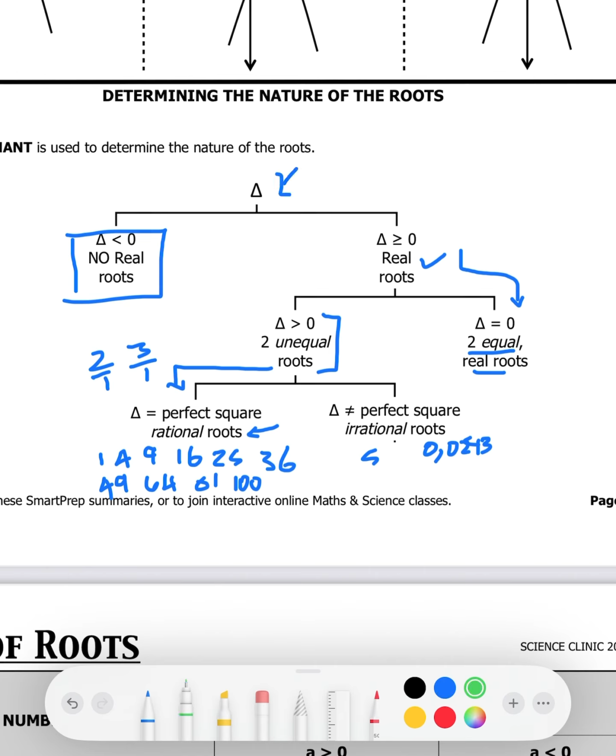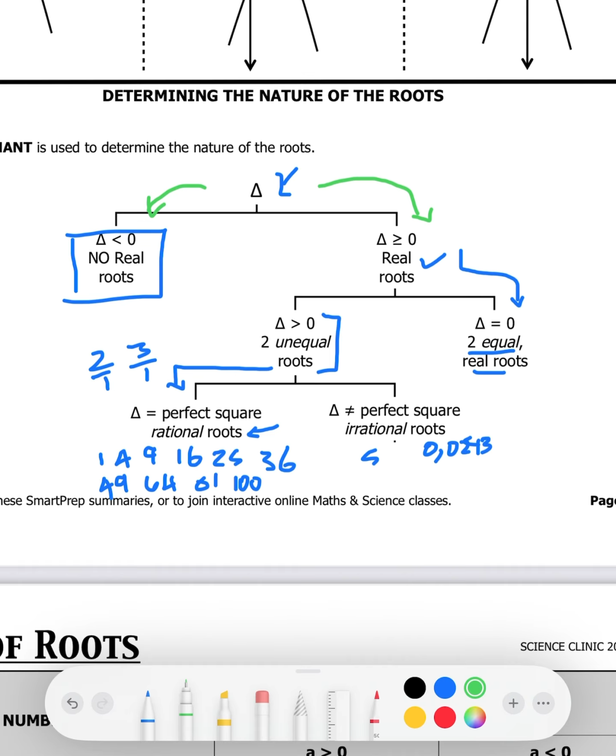So we're going to say discriminant is greater than or equal to 0, and it means real roots. Then the next comment is on whether the discriminant is equal to 0 or greater than 0. If it is equal to 0, the next comment we say is 2 equal real roots. And when it is greater than 0 and not equal to 0, the next comment will be 2 unequal roots. So it's 2 unequal real roots in this case.